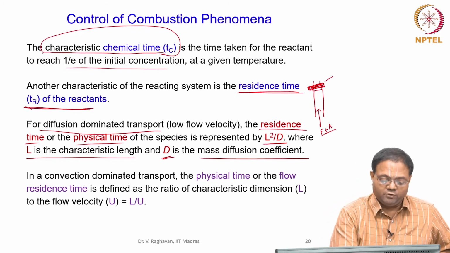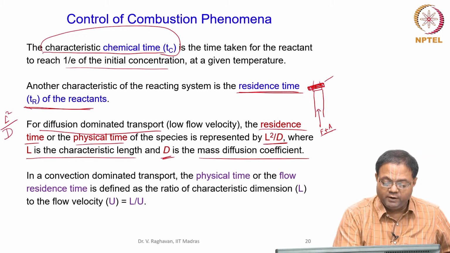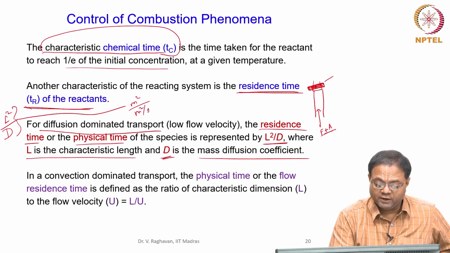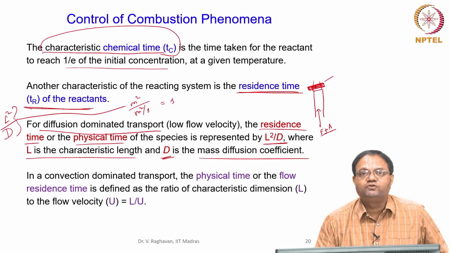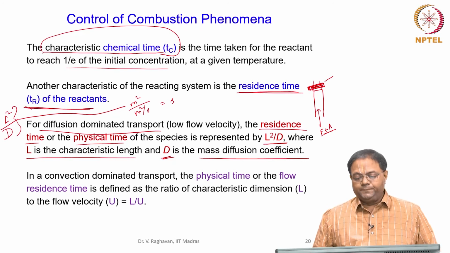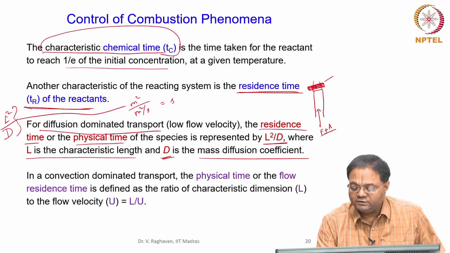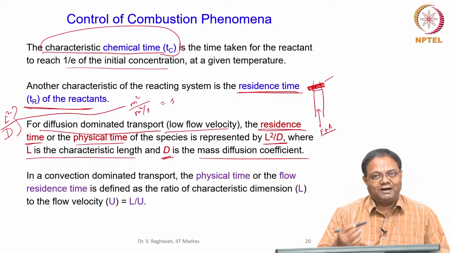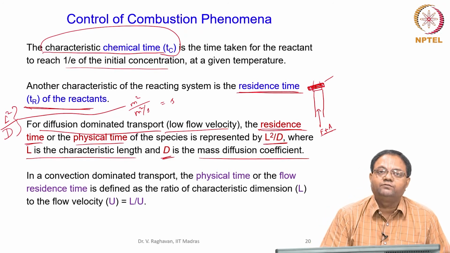This is the time, because the units of L square by D will be meter square per second divided, which is equal to second. So, that will be the time scale, L square by the mass diffusion coefficient, which is called residence time in a low flow velocity environment where diffusion dominates. Here diffusion dominates, so the diffusion coefficient is the important thing.